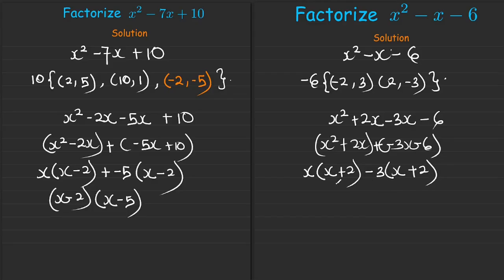So with this bracket and then this bracket being the same, we have x plus 2 in one bracket, and then the coefficient of the bracket here being our x, and then with this being our negative 3. Now this becomes our final answer. So this is how we factorize quadratic trinomials, that is with a being 1.